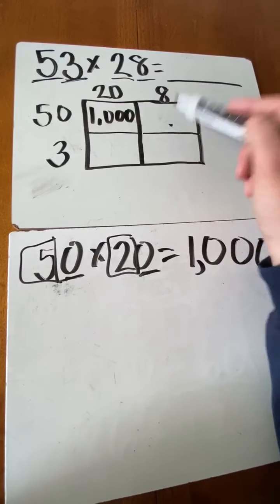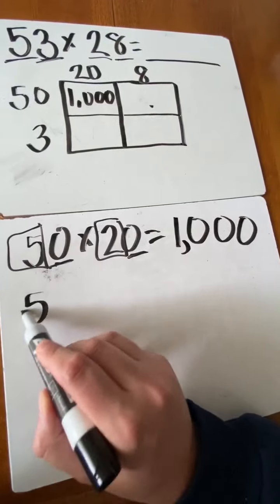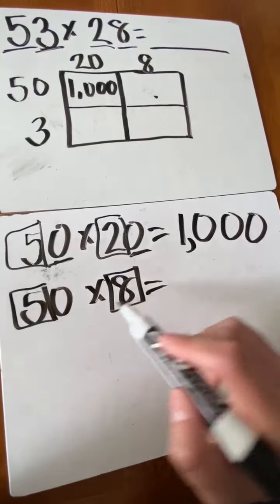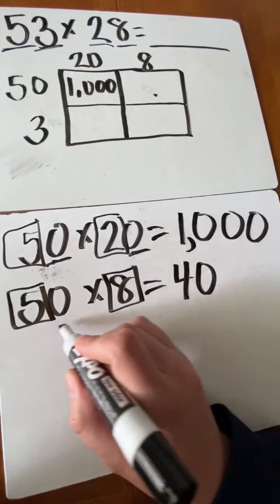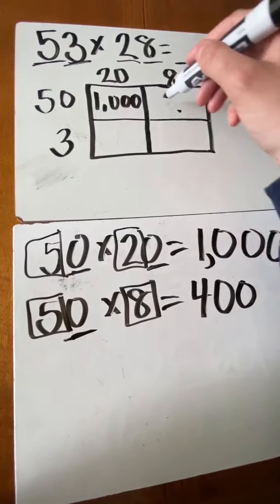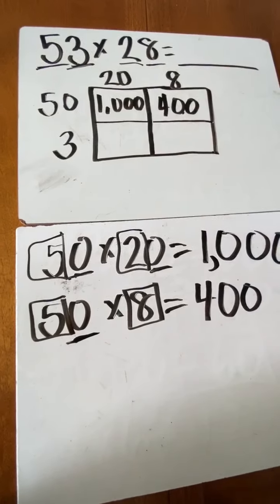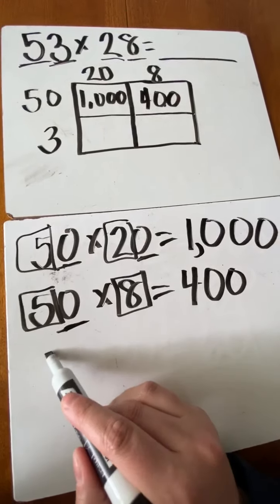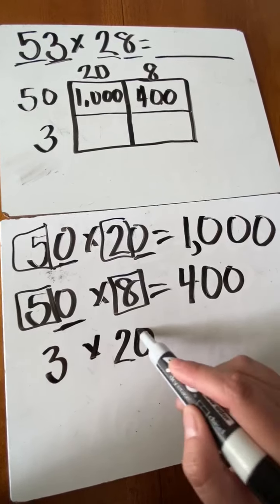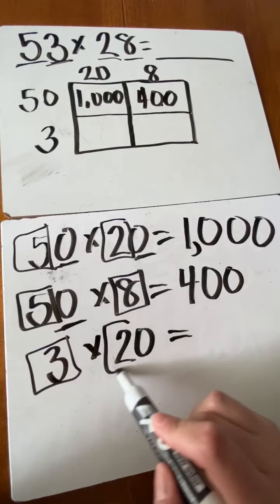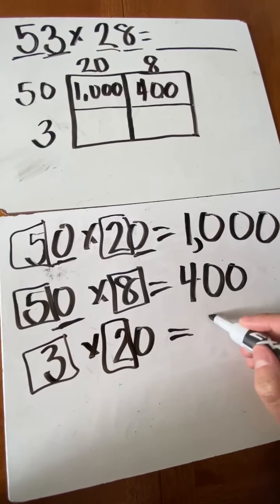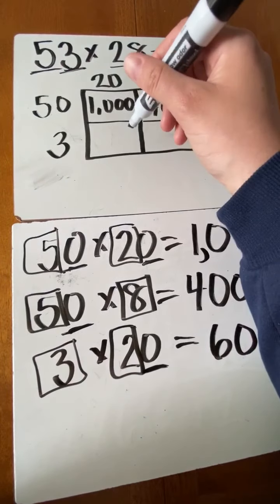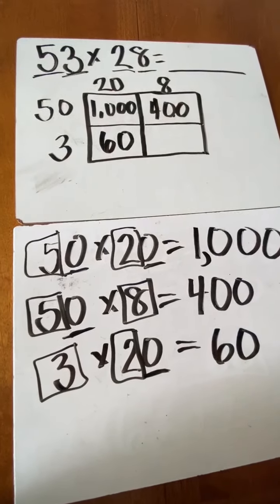Next, I need to find this box. So 50 times 8 is going to give me the answer there. So let's do 50 times 8. So I'm going to do 8 times 5, which is 40. And then I have 1 0, so I'm going to add 1 0. So that's 400. For my next box, I'm going to do 3 times 20. Again, take my 3 and my 2. 3 times 2 I know is 6, and I have 1 0. So I'm going to add my 0. So my answer for this box is going to be 60.